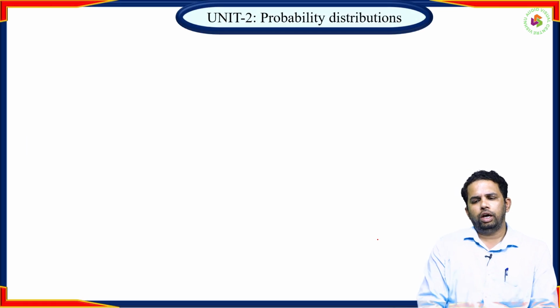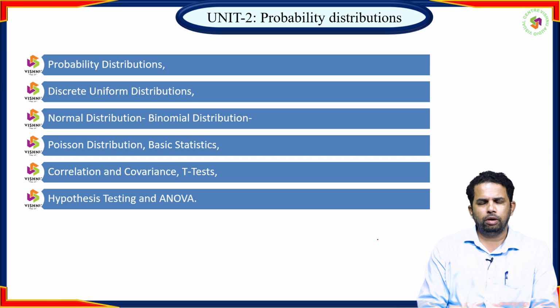In unit 2, we are going to check the fundamentals of probability distribution. What do we mean by probability distribution? We are going to check the discrete uniform distribution, normal distribution and binomial distribution. And what do we mean by Poisson distribution, and what is basic statistics? We are going to see the basic fundamentals of statistics in this unit. That covers correlation and covariance, testing with t-test, and hypothesis testing with ANOVA as well.